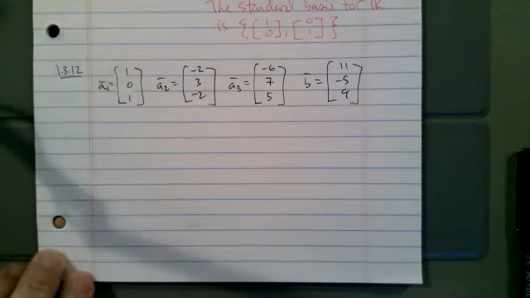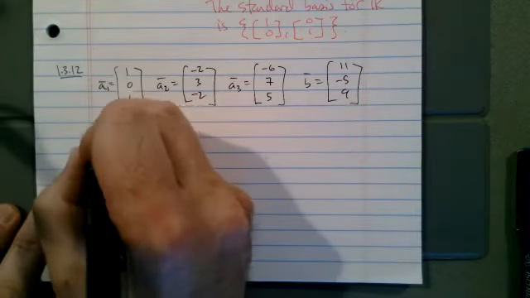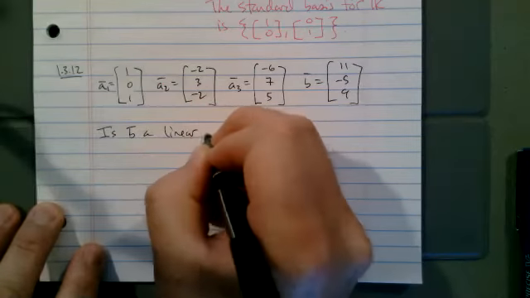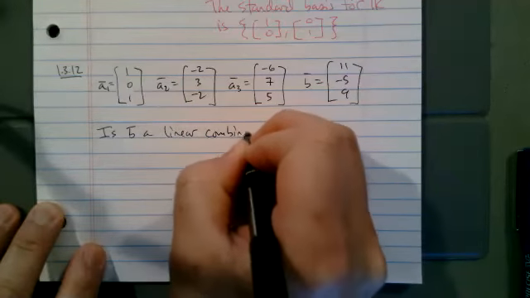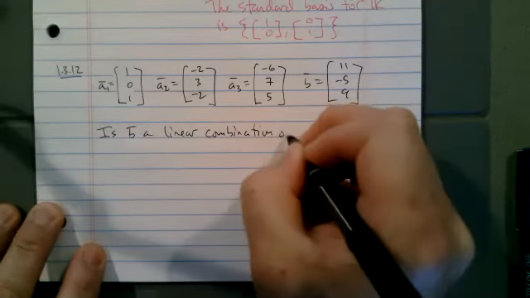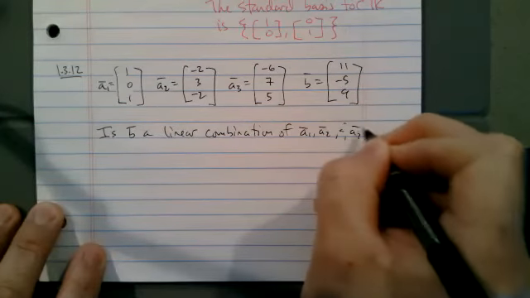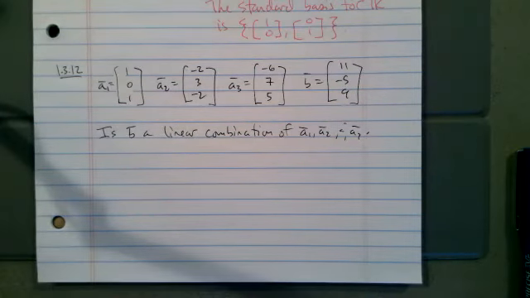So the initially framed question: is B a linear combination of A1, A2, and A3? I want to write down some, oh, this is a question.